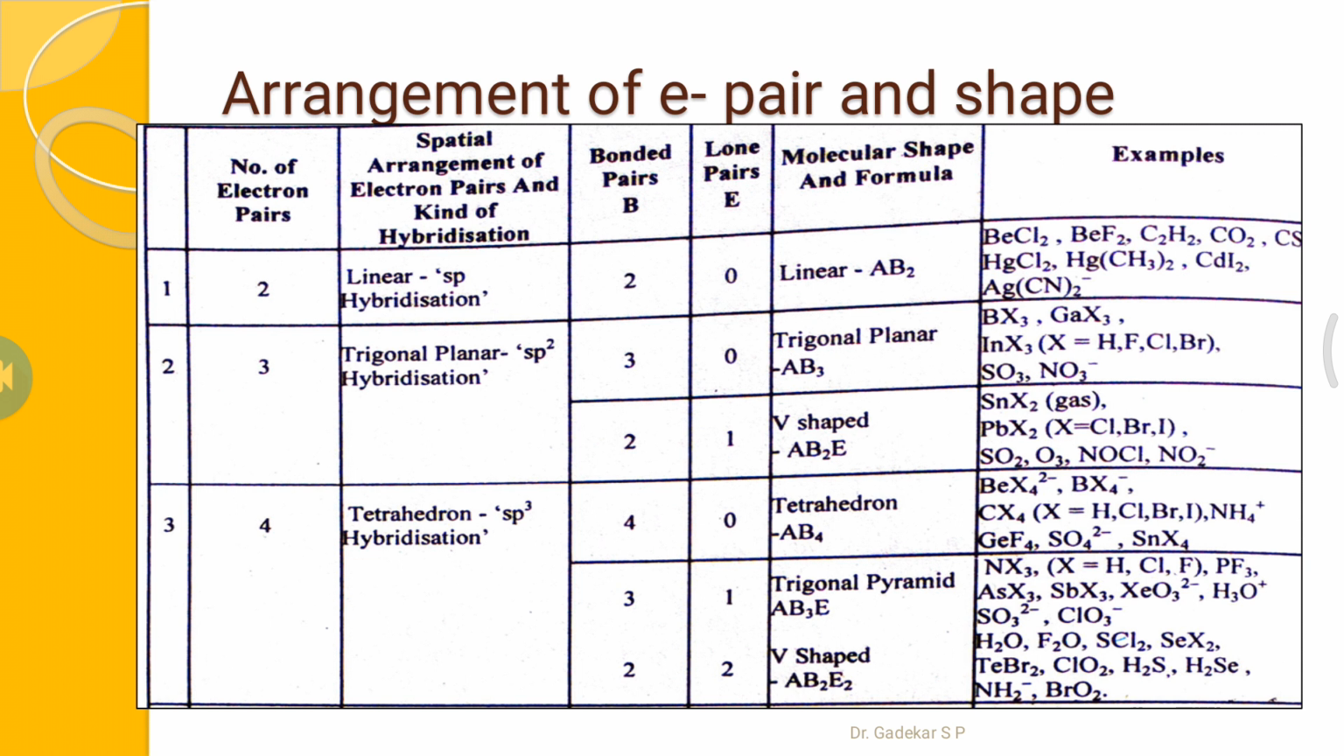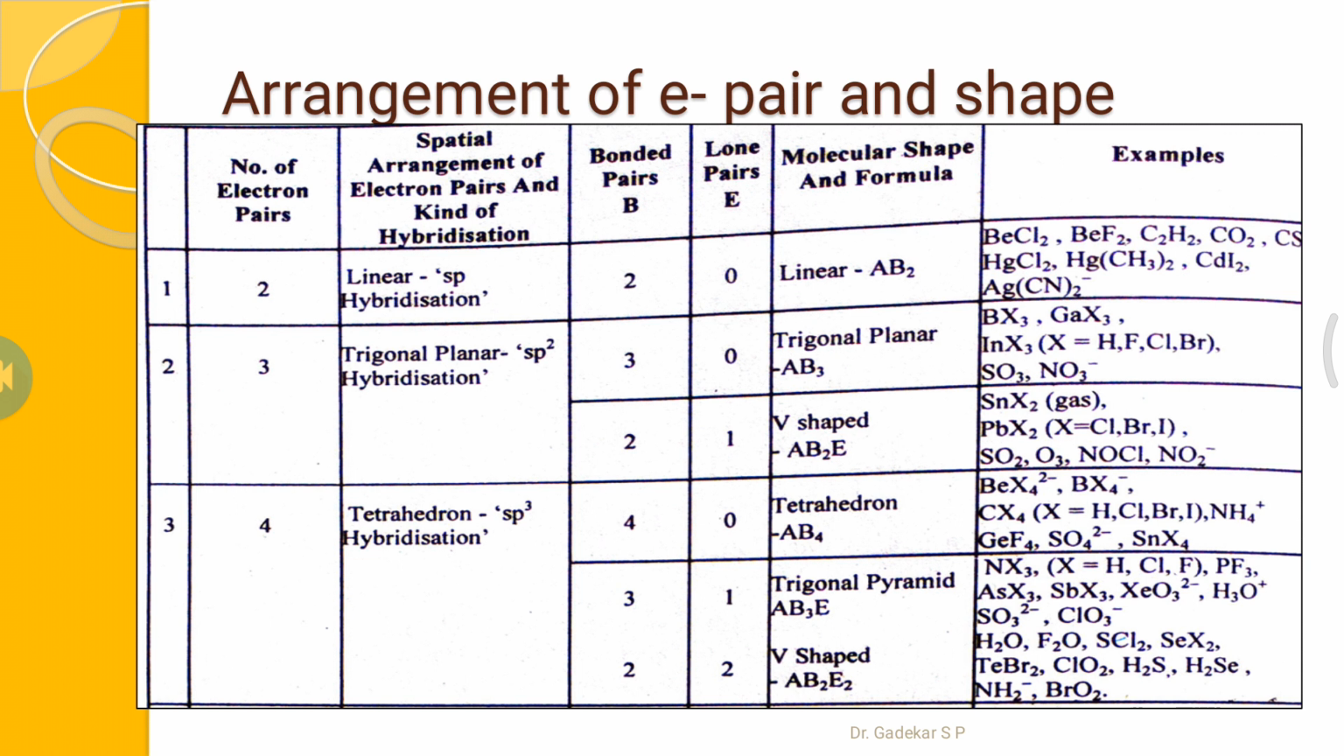have 3 bond pairs and 1 lone pair, giving a trigonal pyramidal shape. Example: NX3. Another situation, 2 bond pairs and 2 lone pairs are present, and at that time the shape is V-shape. Example: water molecule, oxygen difluoride, sulfur dichloride, etc.